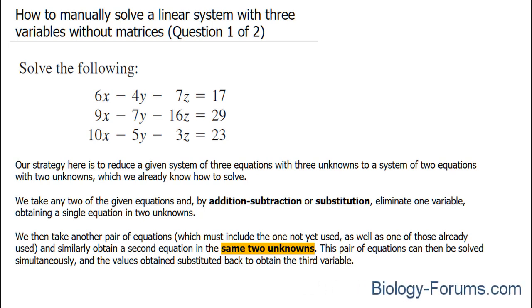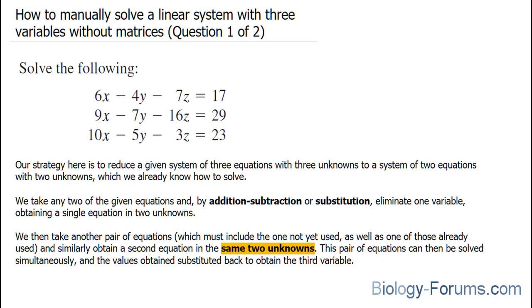In this demonstration, I'll show you how to manually solve a linear system with 3 variables without the usage of matrices and without the usage of technology. Solve the following. We have a linear system with 3 unknowns, and our strategy here to solve this manually is to reduce a given system of 3 equations containing 3 unknowns to a system of 2 equations with 2 unknowns, which we already know how to solve.